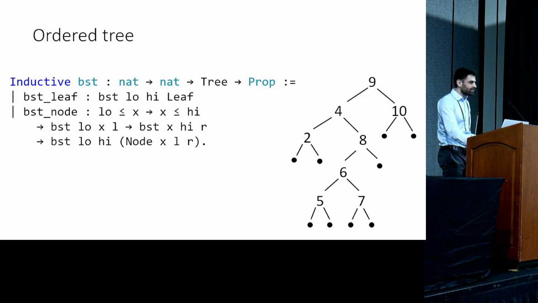So the BST leaf constructor says that a leaf is considered to be ordered between any bounds low and high. And then the BST node constructor says that a node with a label X is ordered if the left child is ordered with labels less than X and the right child has labels greater than X. So for example, for the 9 node at the top, the nodes to the left have labels less than 9, and the nodes to the right have labels greater than 9.